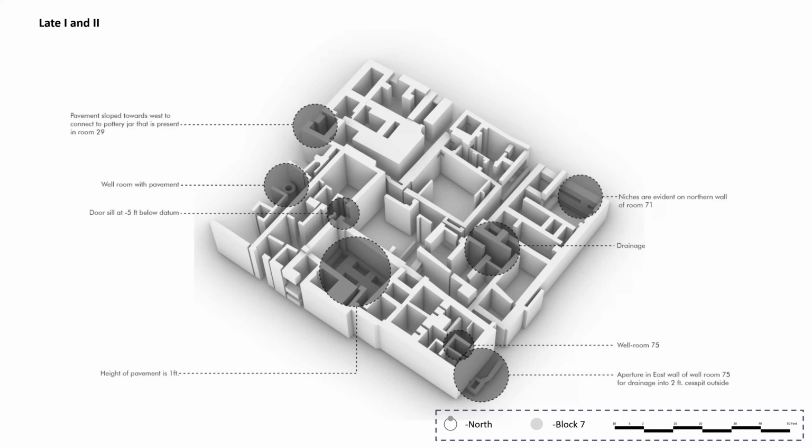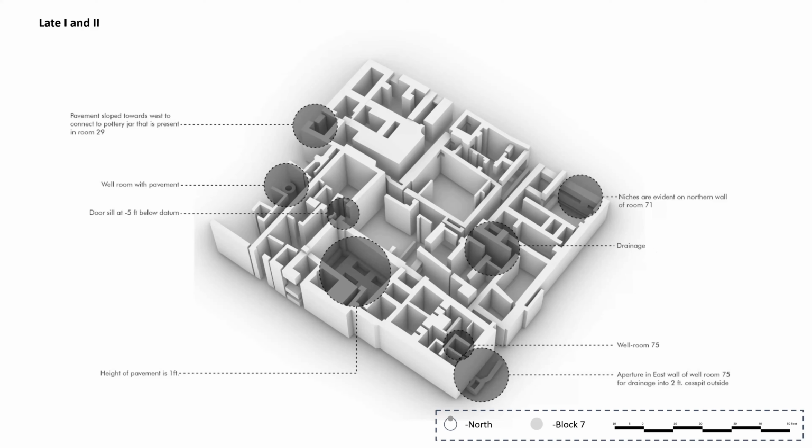And as you can see, we are trying to highlight a few details. Like for instance, on the right-hand side top corner, you can see that there are niches in the walls that are evident on the northern wall of room 7 of block 7.